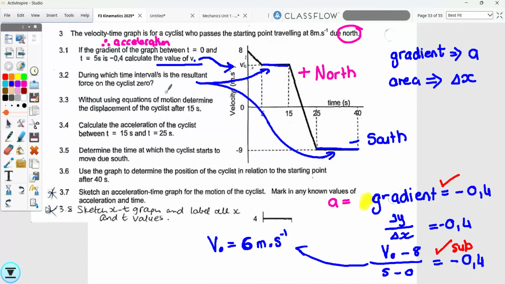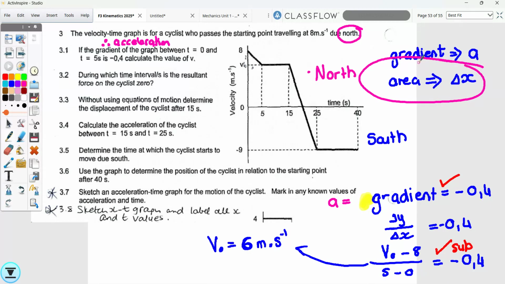Without using equations of motion, determine the displacement of the cyclist after 15 seconds. So you're not allowed to use those equations of motion. The question tells you without using them. So we need to use our graph. If they want the displacement, what did we tell ourselves about the displacement? Area. Great. The area is the displacement.